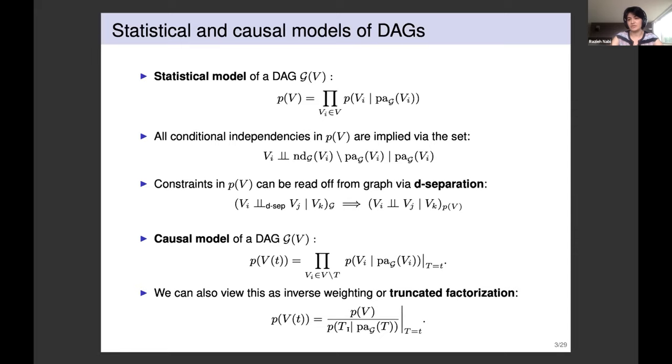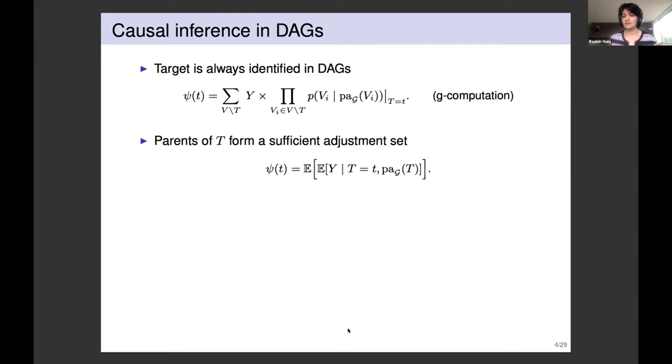And in DAGs, the target, the counterfactual mean, is always going to be identified by g-computation. And we can always easily find a sufficient adjustment set by just looking at the parents of the treatment, which basically blocks all the backdoor paths into the treatment. And we can have this nice adjustment functional where we are adjusting for the parents of the treatment.